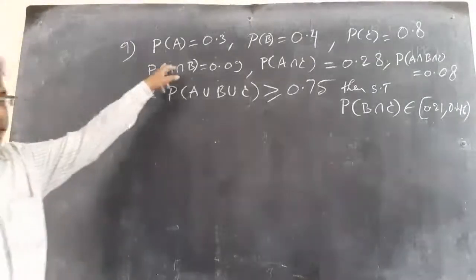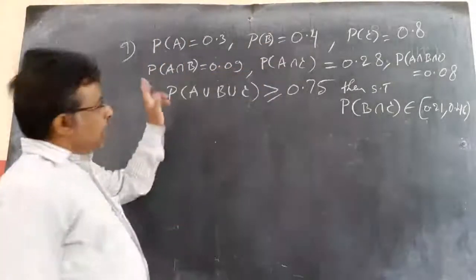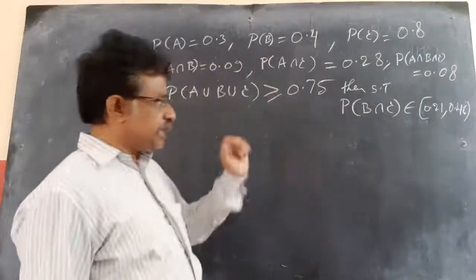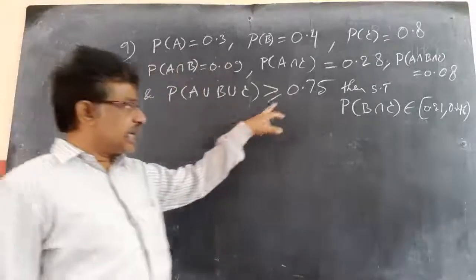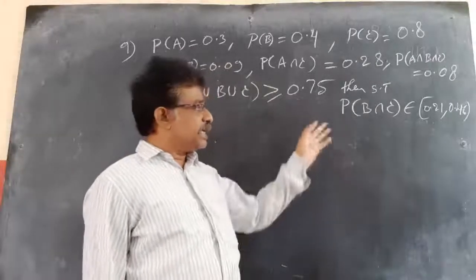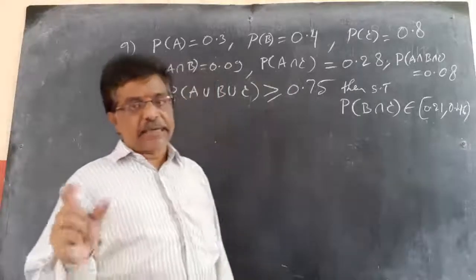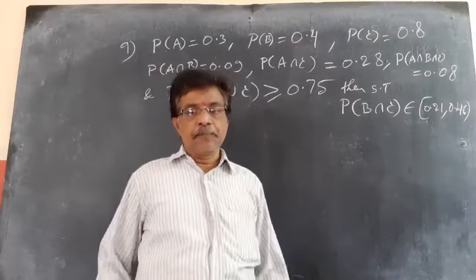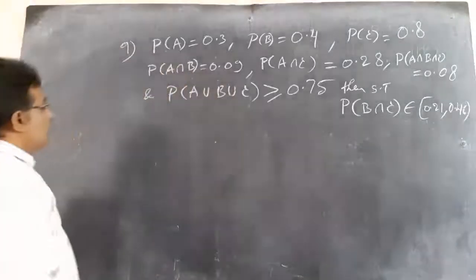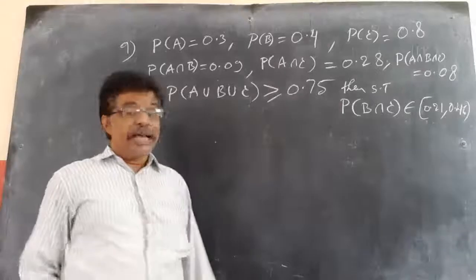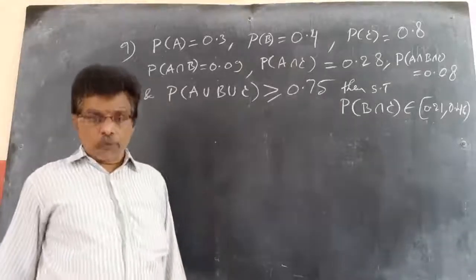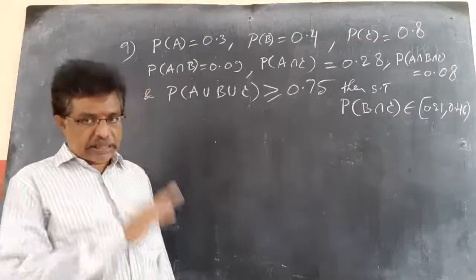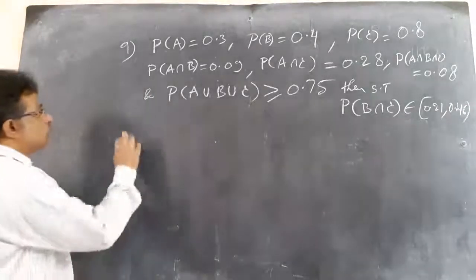So it is giving P of A, P of B, P of C, A intersection B, A intersection C, A intersection B intersection C, but not B intersection C. A union B union C greater than 0.75. Then it is asked to find the P of B intersection C interval, meaning the range of P of B intersection C. It is a simple sum. So how to do it? Very important for 7 or 4. It was given as 7 sometimes, 4 sometimes. So very important one, do it properly.